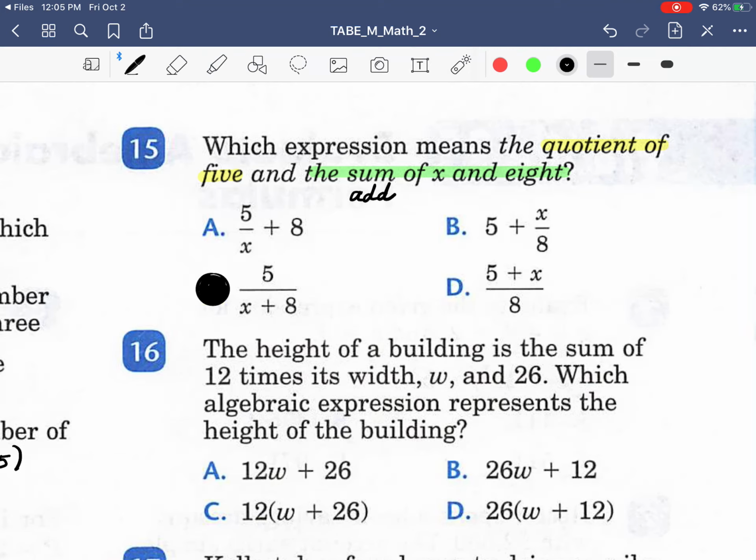Here's the quotient of 5 and the sum of x and 8.